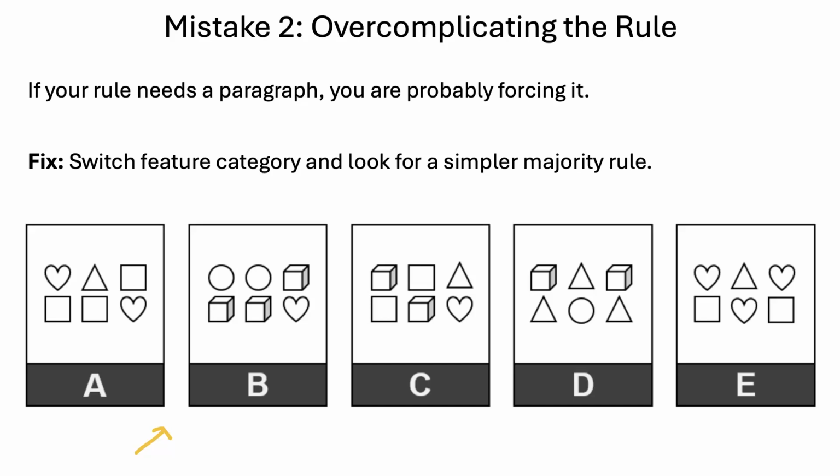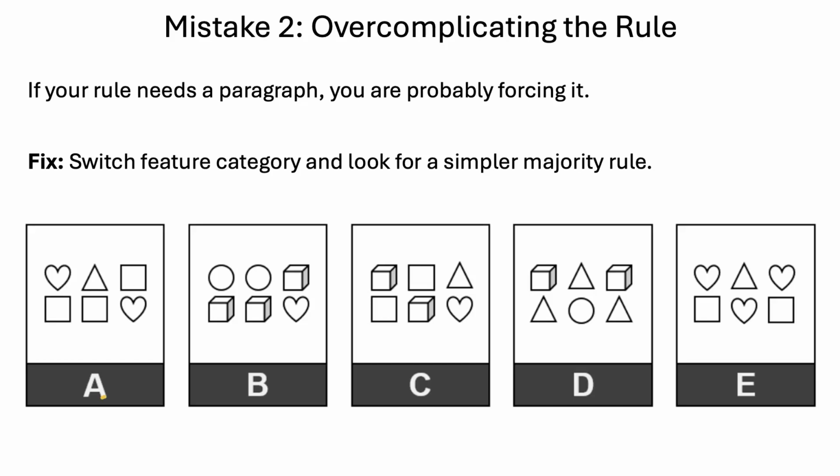Now, there seems to be a lot going on, and you might be tempted to build complicated rules about which shapes can sit next to each other, whether shapes are 2D versus 3D, or which shapes are curved versus straight. That's slow and often leads nowhere. So the simple majority rule is the number of different shapes.